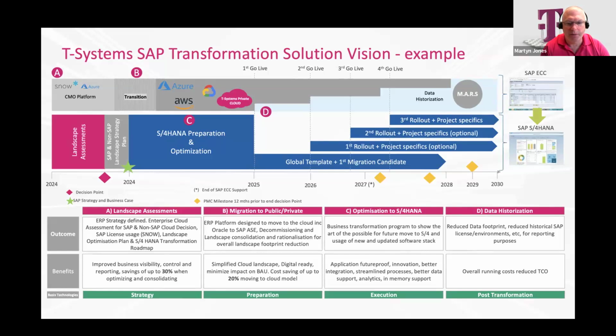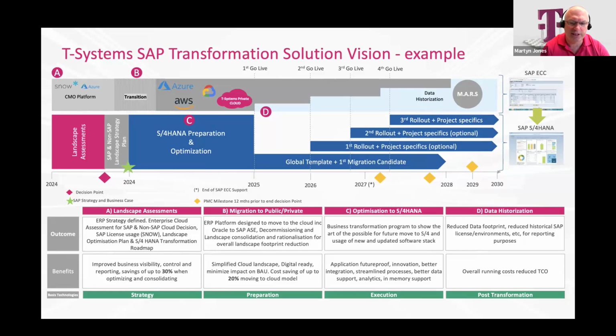The migration to public or private cloud. So really looking at where you are actually going to sit your systems. You'll probably have systems today, but you may decide that when you move to S4, you might transform them onto a public cloud or onto a private cloud. So really looking at that migration and how that moves forward.